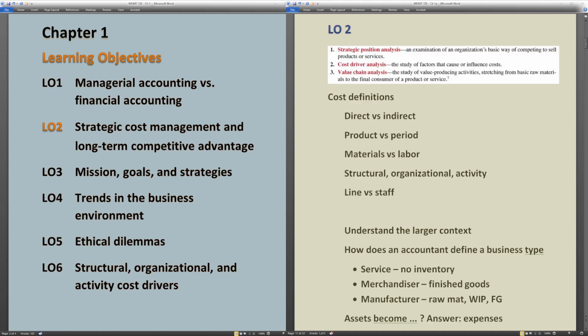Learning Objective 2 has a kind of long title: Strategic Cost Management, Long-Term Competitive Advantage. If you look at the information from the textbook, it's looking at 3 different types of analysis: strategic position analysis, cost driver analysis, and value chain analysis. While it's important to know those definitions, definitely know them, I want to pull out a slightly different take on what they're trying to show in this chapter.